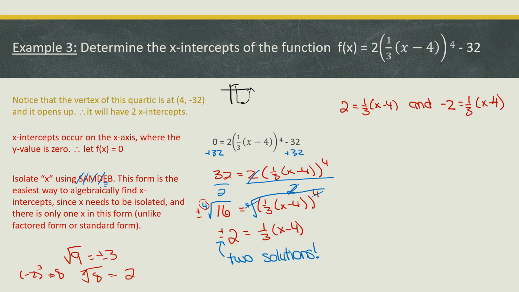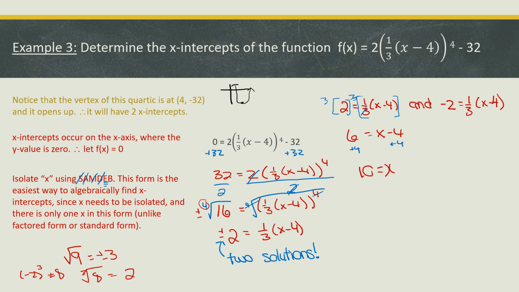Let's start with the positive 2. I'm going to multiply this whole side by 3 to get rid of that 1/3, which means I have to multiply the left side by 3 as well. So I have 6 equals x minus 4. Add 4 to both sides, and we have 10 equals x. There's one answer.